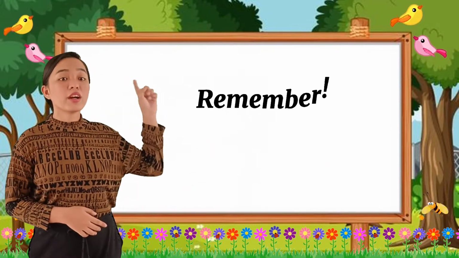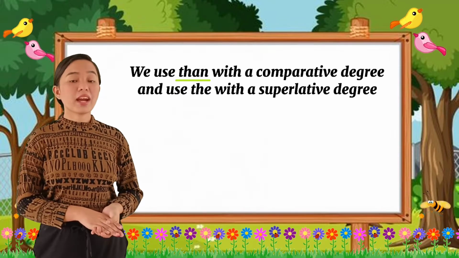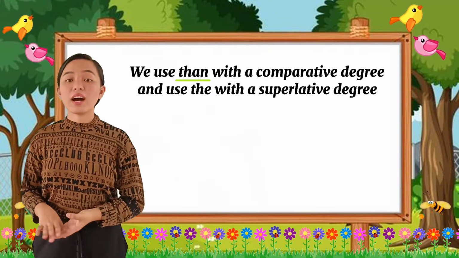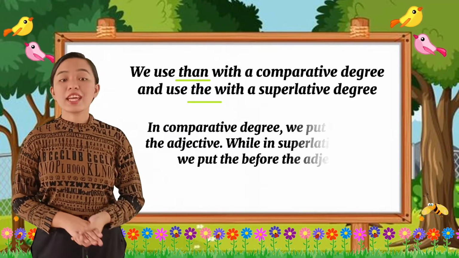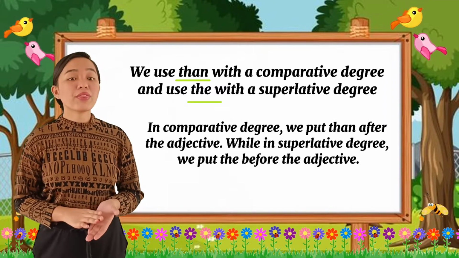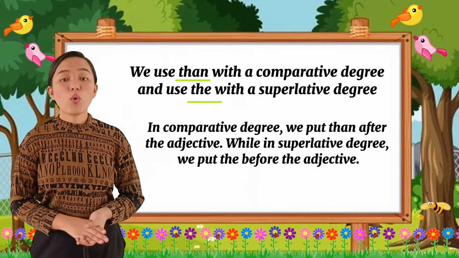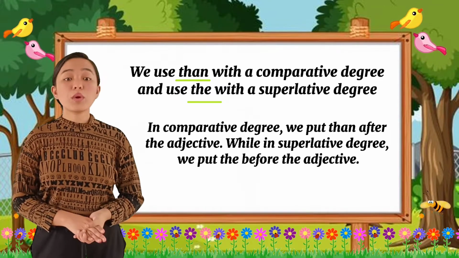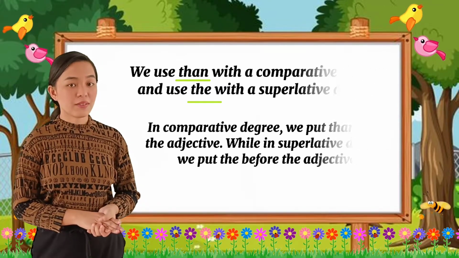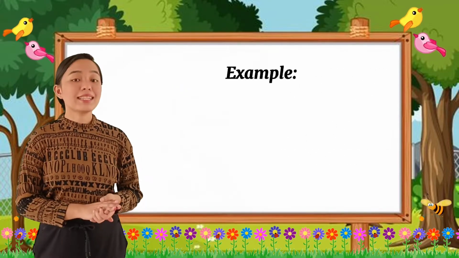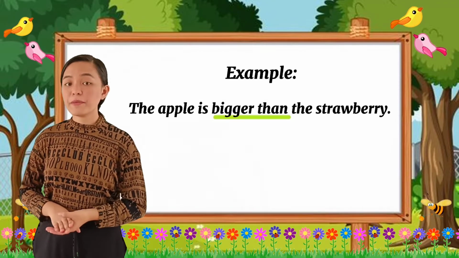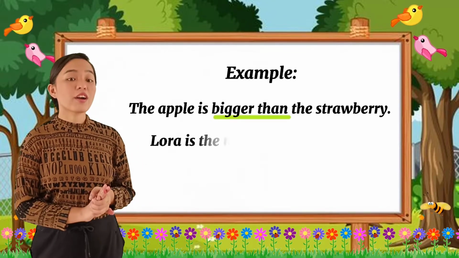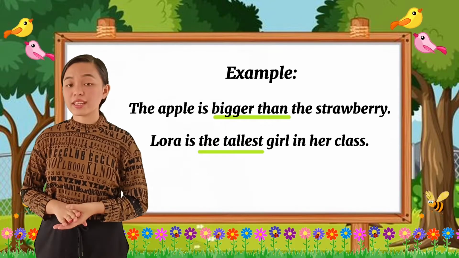And remember, we use than with a comparative degree and use the with a superlative degree. In comparative degree, we put than after the adjective, while in superlative degree, we put the before the adjective. So for example, the apple is bigger than the strawberry. Laura is the tallest girl in her class.